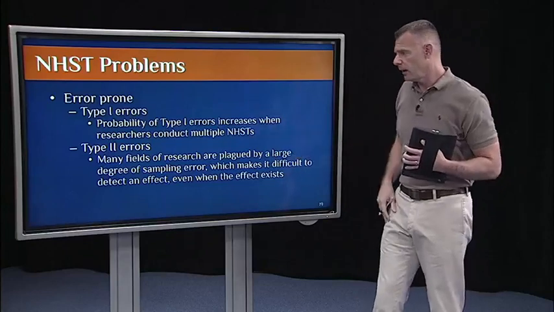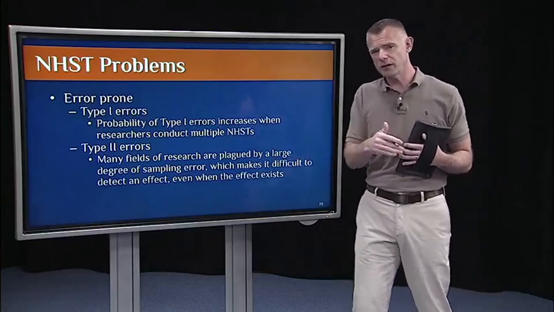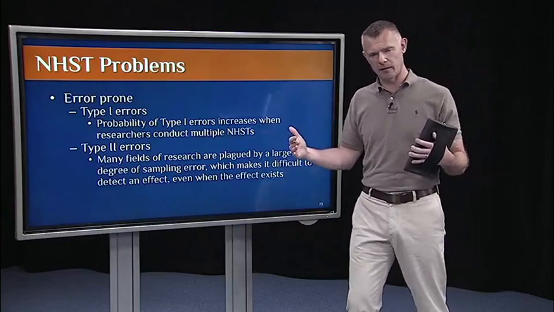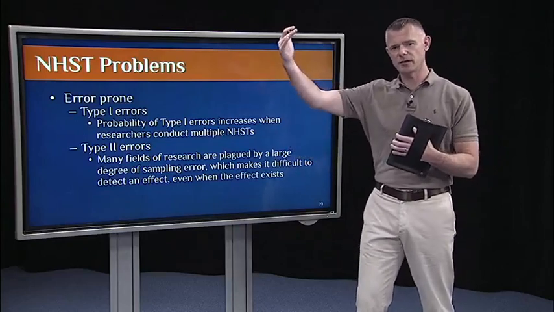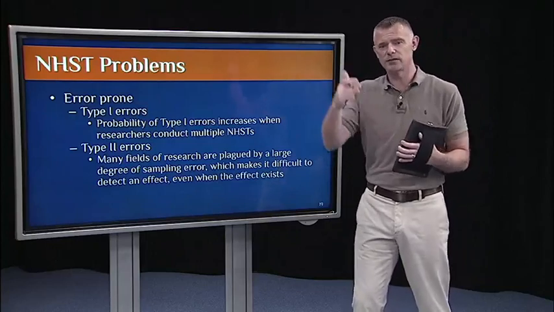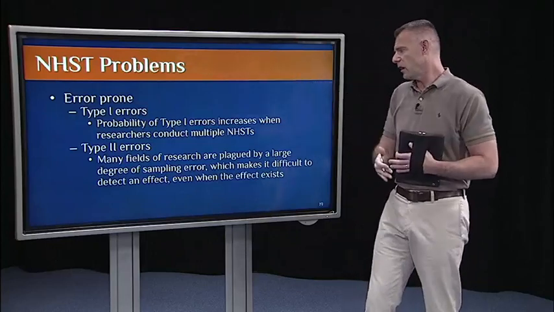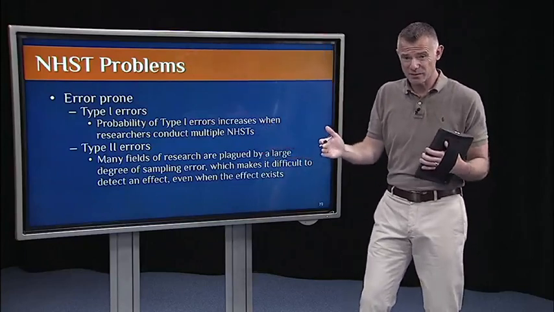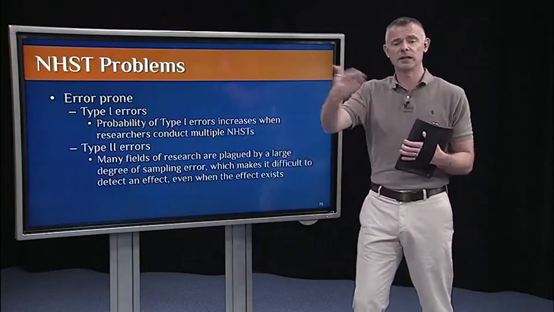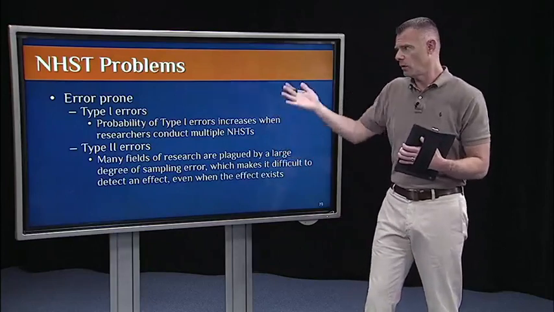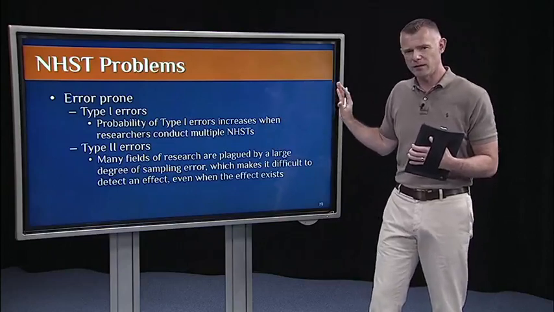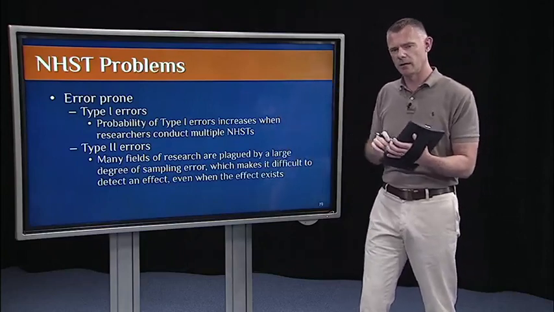On the flip side, there are a lot of fields of research, especially in the social sciences and especially psychology, that are just plagued with a large degree of sampling error. We have big populations but don't have a lot of resources to obtain big samples, so we get small samples relative to these big populations, which gives us a large amount of sampling error, big estimates of standard error, which means we're going to wind up missing a lot of effects, even if they really exist out there in the population. So not only is it error prone, we know we have a certain probability of getting type 1 and type 2 errors, but in a lot of fields of research, it's actually worse than I outlined in the first segment.